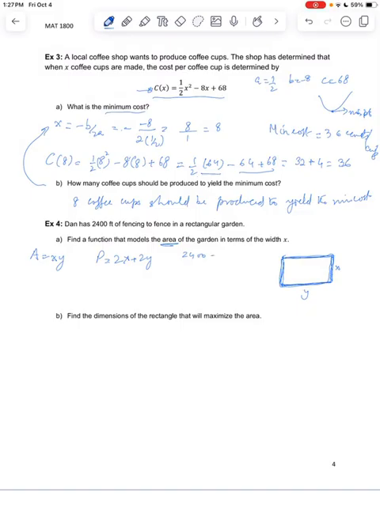And then simplify this, I divide both sides by 2. So I end up getting x plus y equals 1200. So y is equal to 1200 minus x. Now I will take that value and plug it into A. So therefore A will be equal to x times (1200 minus x), or A is equal to 1200x minus x squared. So this is our function.